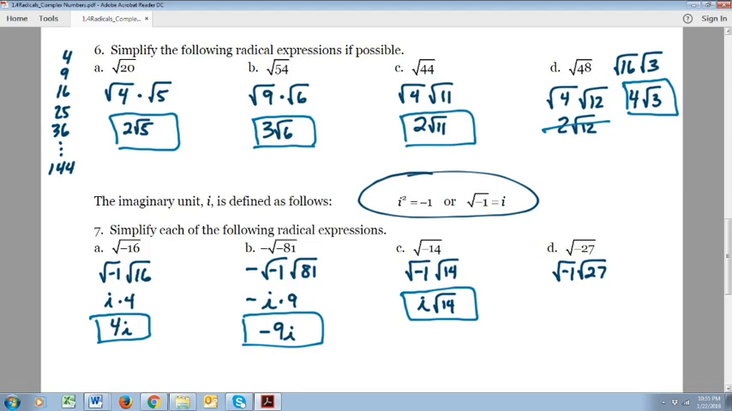We like to put the i in front of the radical, because if we put it behind the radical, sometimes it gets confusing. It looks like the i is under the radical. The i will never be under the radical. And on letter D, notice I can write the square root of 27 as the square root of 9 times the square root of 3. So square root of 27 is not a simplified radical. So this becomes 3i times the square root of 3. All right, let's move on.